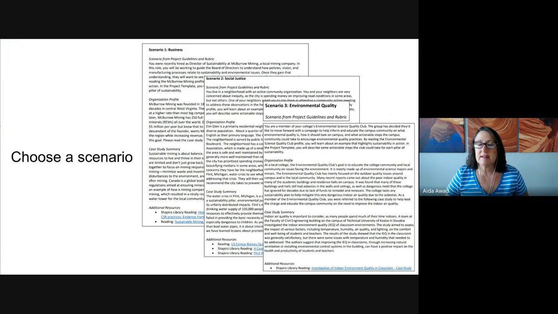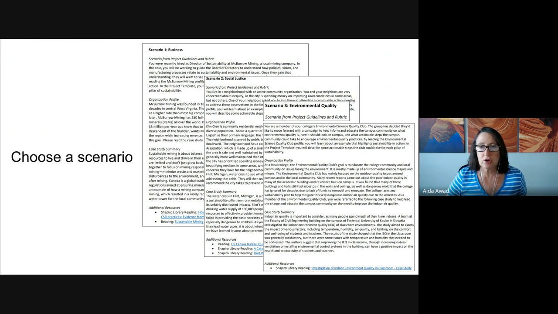So when you click on that scenario profiles link on the guidelines page, you're going to be taken to a PDF that describes three scenarios that you have to pick from. The first scenario relates to business. Specifically, it's about a mining company that's working to find a sustainable balance in their business. The second of the scenarios focuses on social justice. It's specifically on a community organization that has concerns about how equitable infrastructure repairs that are going on in the community are. And then the third scenario focuses on environmental quality, specifically on the concerns of a college environmental quality club that are related to their indoor conditions in their college.